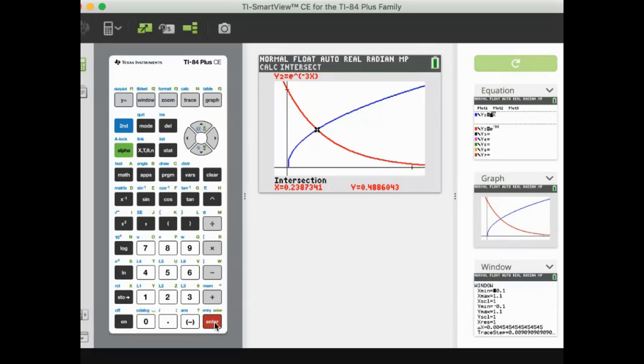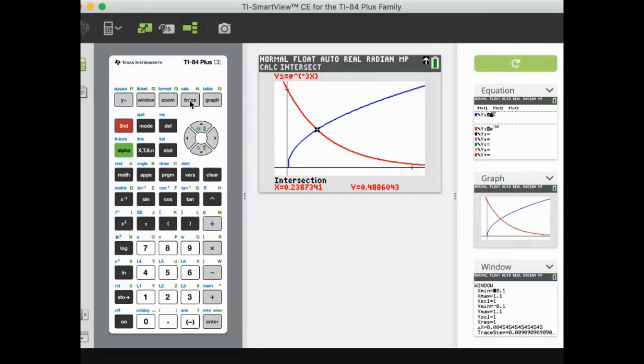It says the intersection is 0.2387, which, if you remember, is very close to what I said it was when I was using my trace function, except this is so much more accurate and a much better value. So I'm going to go ahead and use 0.23873, okay? Now, how do I find the area between these two curves? Well, that's a lot harder. What I have to do is something like this. I'm going to go ahead and do second calculate.